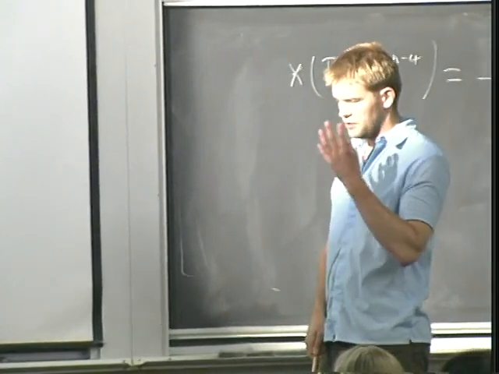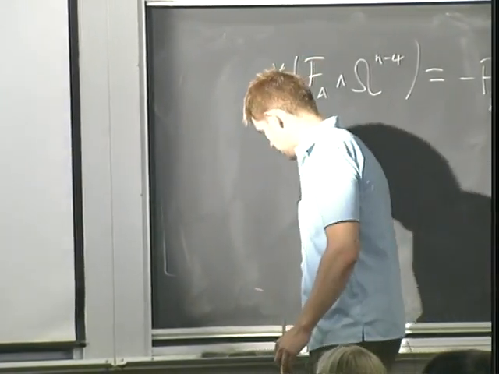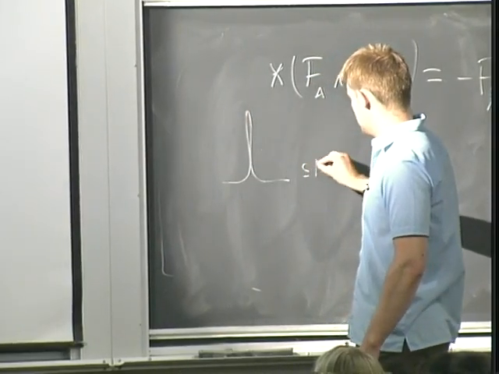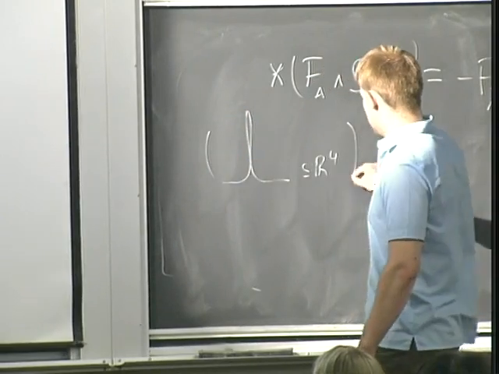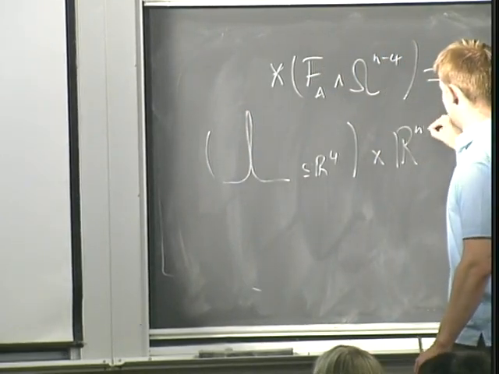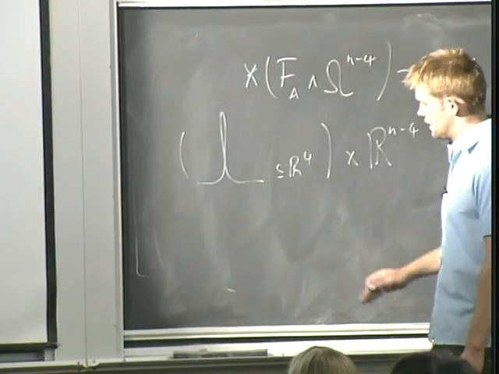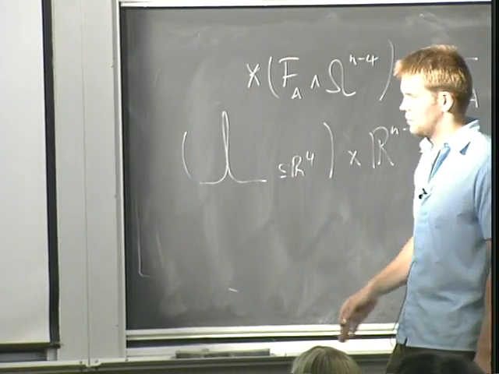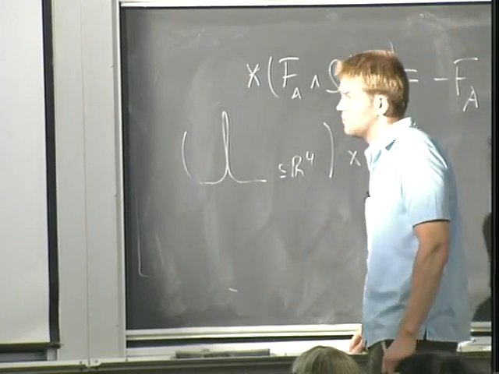So the local model you're supposed to think of is that you're getting one of these Dirac delta blow-ups inside R4 times R^(n-4) to bring you up to n dimensions. So you're getting a blow-up locus of a point times R^(n-4). That's the local model to keep in mind.